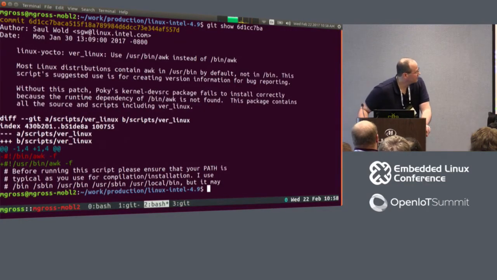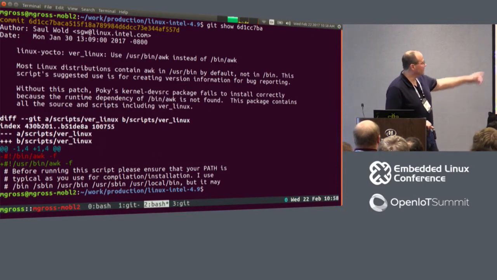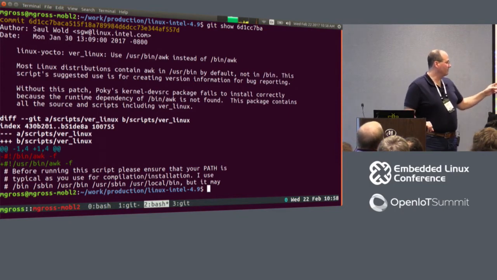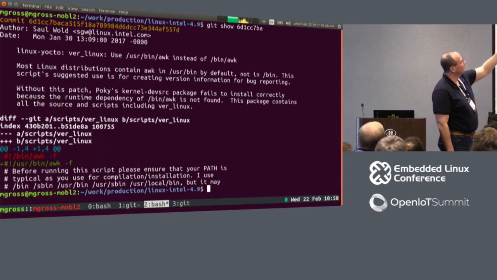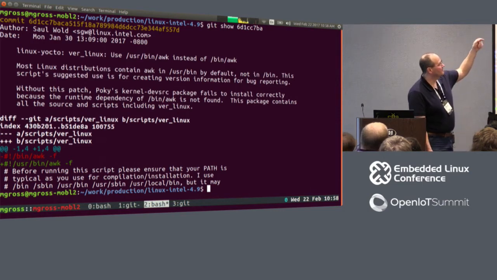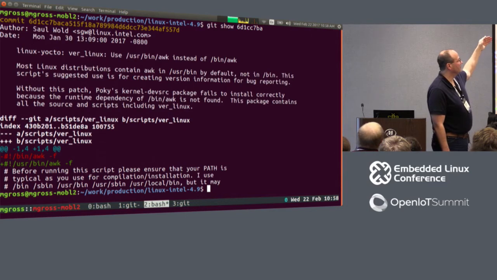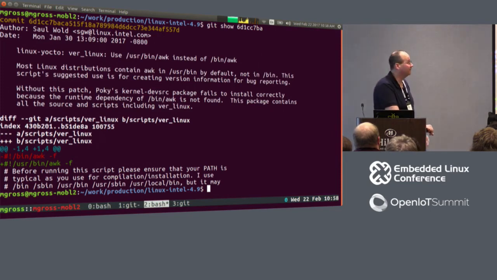Okay. So here's a super trivial patch. It all fits on one screen. Essentially, what this patch does is it replaces bin awk with user bin awk. In the commit comment we see the OS is Linux, Yocto, and it says use user bin awk instead of bin awk. The reason we need this patch is because the Poky build will basically fail when it tries to get the version from the Linux without this patch. So if you don't take this patch, you're going to break Yocto, essentially.